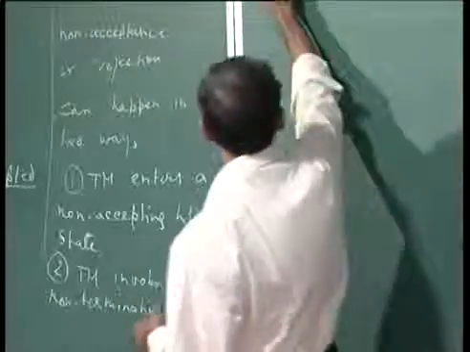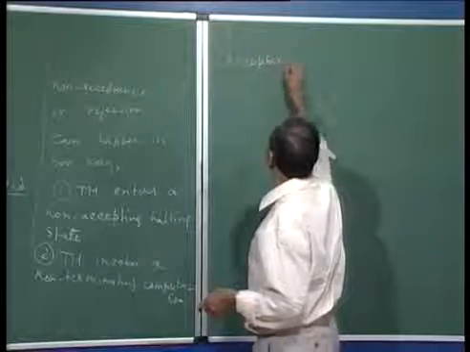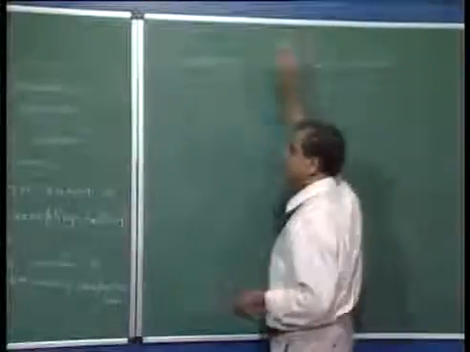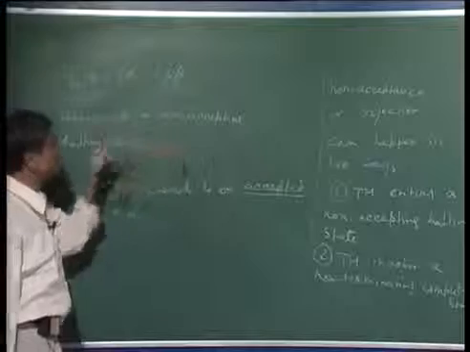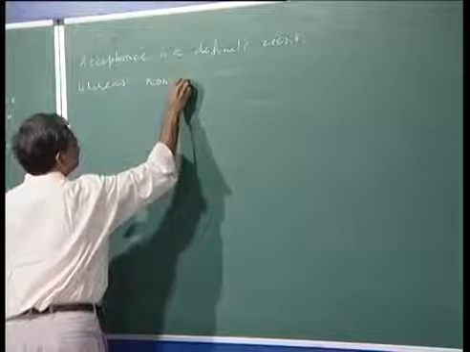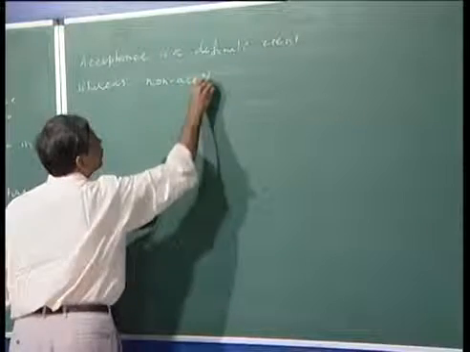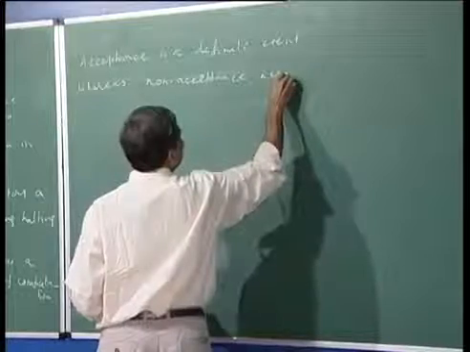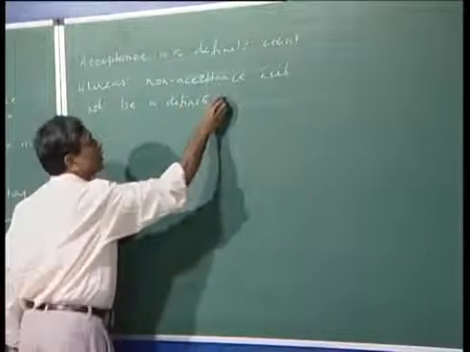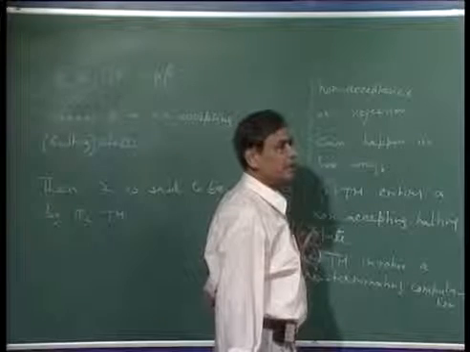So, the point is acceptance is a definite event. What is that event? That event is the Turing machine reaching an accepting halting state. This is a definite event. So, acceptance is a definite event, whereas non-acceptance need not be a definite event, and that is the case when the machine invokes a non-terminating computation.